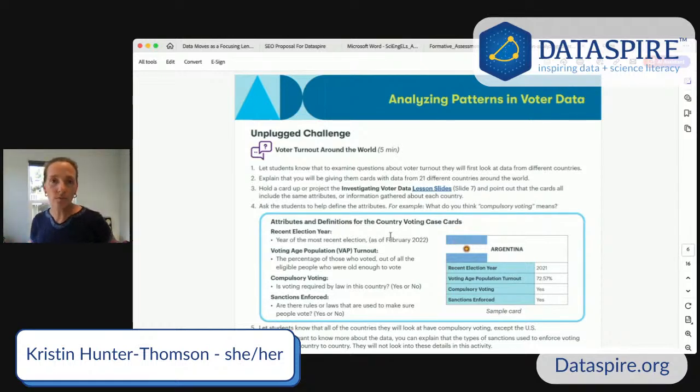But these cards have been developed and they give students information about the variable or the attribute of the most recent election year, the voting age population turnout. So what percentage of those who voted compared to who could have voted in the country? Is it mandatory to vote? This is a really interesting thing for us to think about here in the United States, where it is not mandatory to vote, but it is actually in other countries. And then are there rules to make sure that people have to vote if it is in fact mandatory?